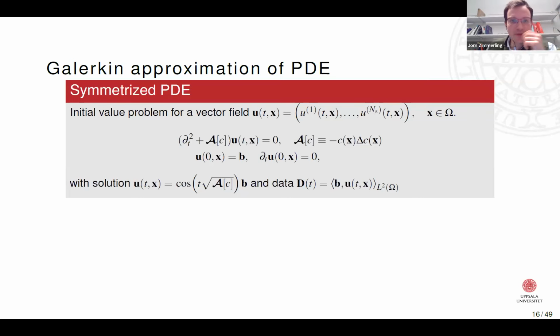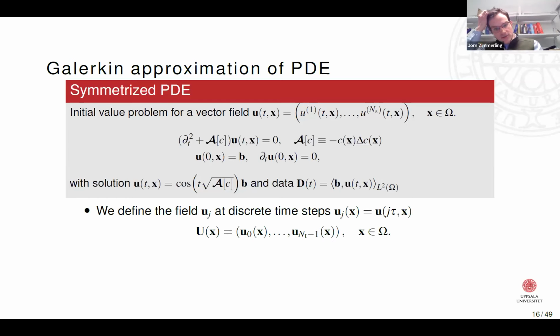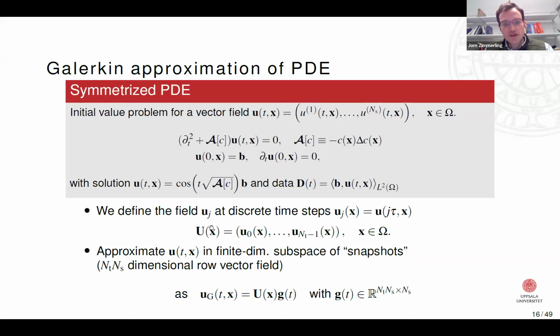I want to make a reduced order model of this, which typically means I want to approximate my field U in some sort of space. I've already hinted at what this space is: the space will be the snapshots. Similar to what we did before with the pressure, I will define U sub j as the field U at discrete time step j times tau, and then I will collect all of these snapshots inside a row vector field U. And then I want to approximate my field U of t and x in this finite dimensional subspace of snapshots. And this approximation, of course, is very good as long as you're within the time span where you have snapshots.